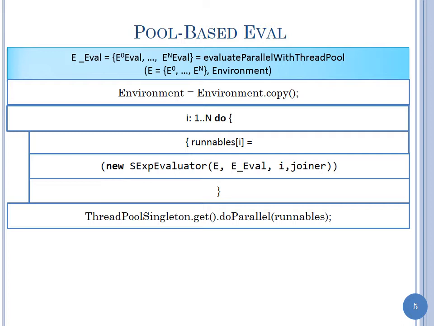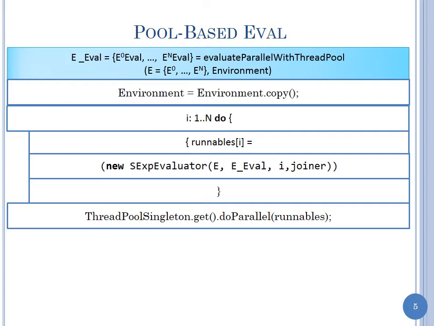The constructor to S expression evaluator, where's the joiner coming from? Oh, sorry. This was supposed to no longer have the joiner. Okay, thank you. Good. So the joiner we take out. Good. Okay. Questions?